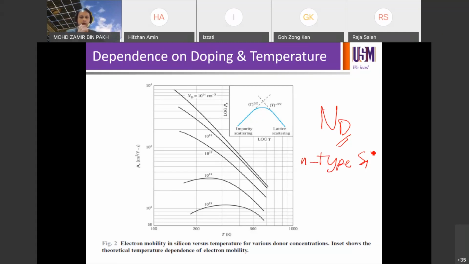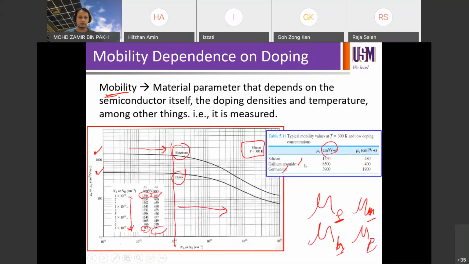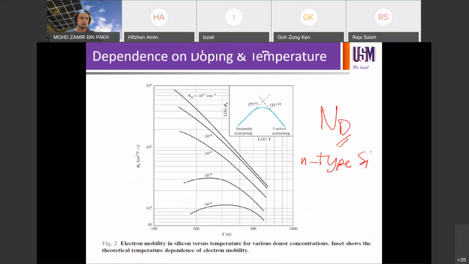Okay. So now let's look at the mobility against doping concentration. So we have learned in our previous slide that when you increase the dopant density or doping level, the mobility reduces. Okay, the mobility reduces. So now, when you increase the doping level from 10^15 up here to 10^19 down here, we also see that the mobility reduces, right?